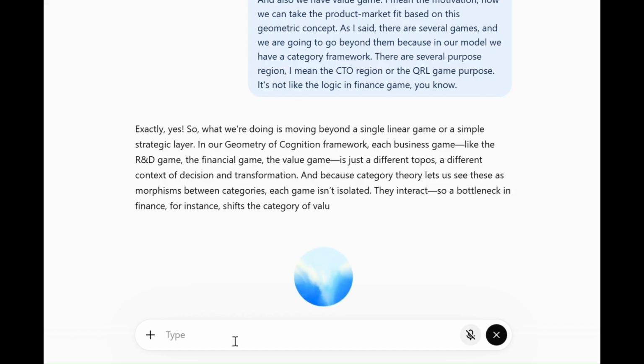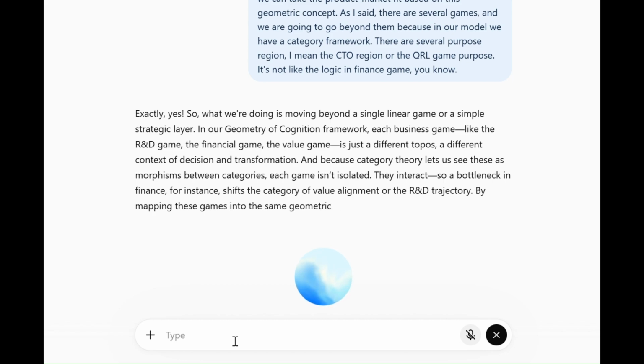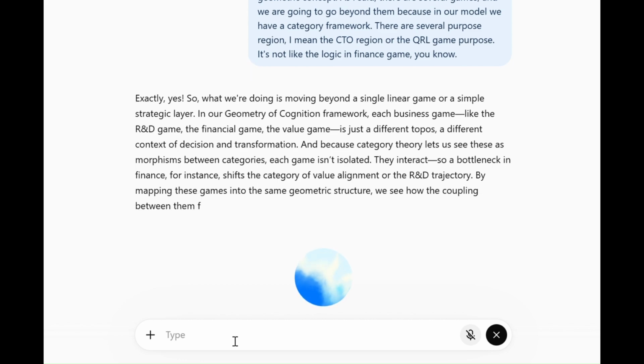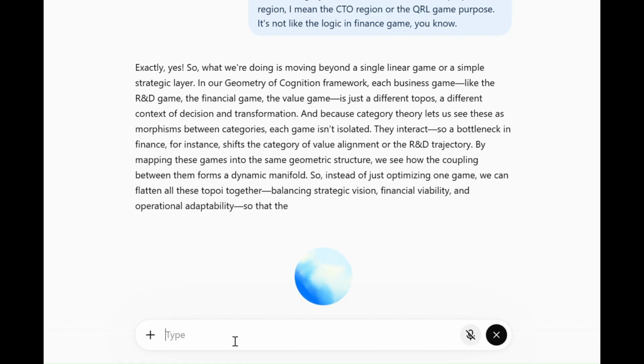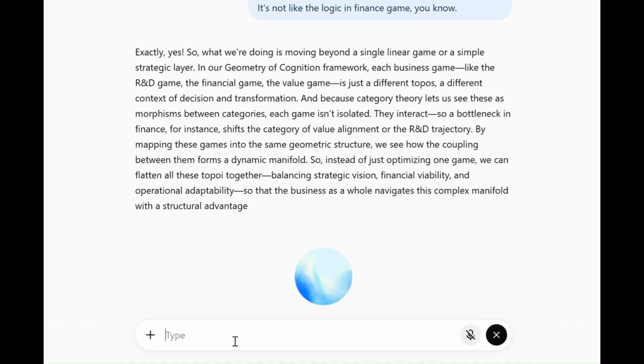So a bottleneck in finance, for instance, shifts the category of value alignment or the R&D trajectory. By mapping these games into the same geometric structure, we see how the coupling between them forms a dynamic manifold. So instead of just optimizing one game, we can flatten all these topos together, balancing strategic vision, financial viability, and operational adaptability, so that the business as a whole navigates this complex manifold with a structural advantage.